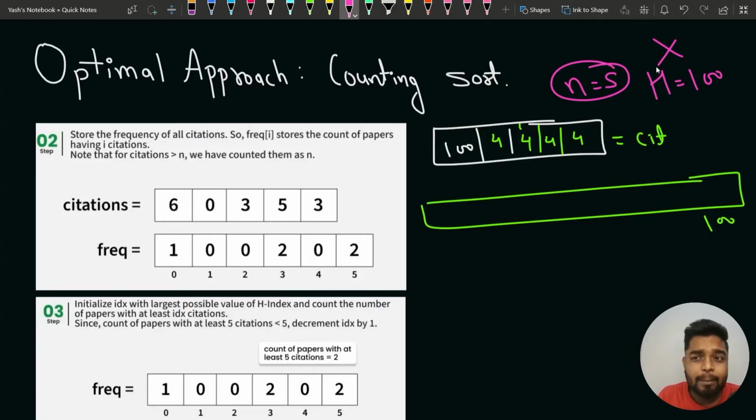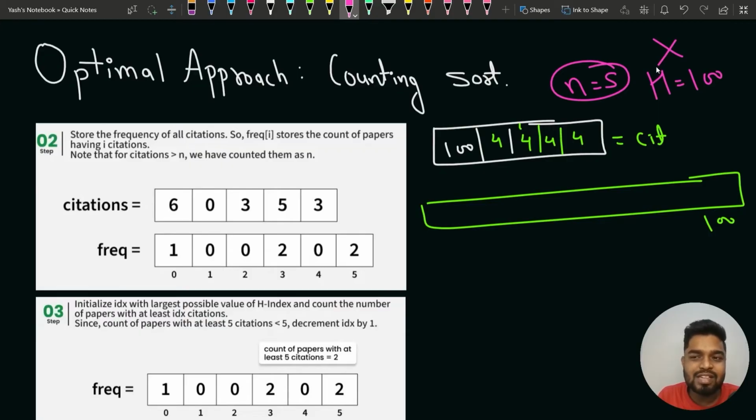Why can it never be 100? Because you should have 100 elements for it. You should have 100 published papers for it. But you have only 5 papers. If you have only 5 papers, then how can you say that 100 papers are there which have been cited at least 100 or more times? So that is why you do not need to declare the frequency array of 100 size.